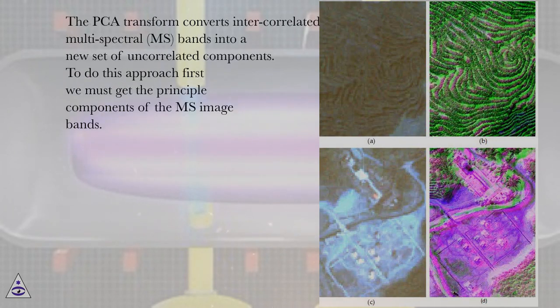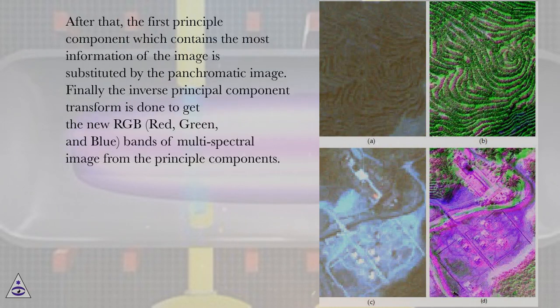The PCA transform converts intercorrelated multispectral, MS, bands into a new set of uncorrelated components. To do this approach, first we must get the principal components of the MS image bands. After that, the first principal component, which contains the most information of the image, is substituted by the panchromatic image. Finally, the inverse principal component transform is done to get the new RGB, red, green, and blue, bands of the multispectral image from the principal components.